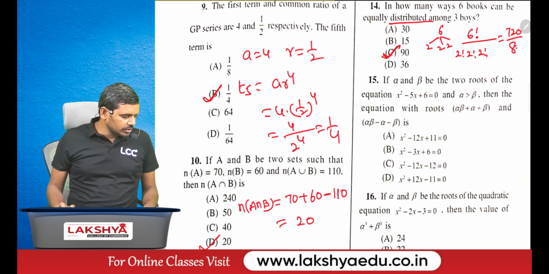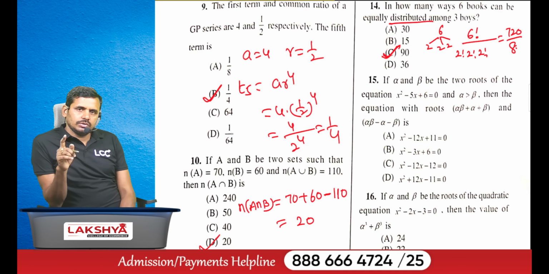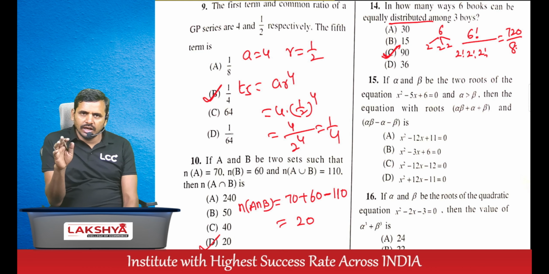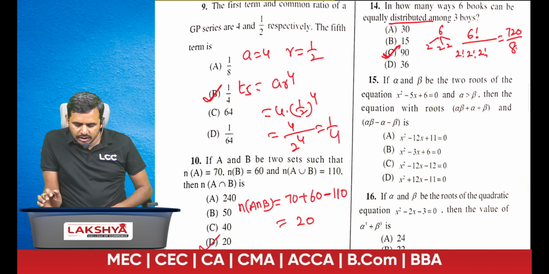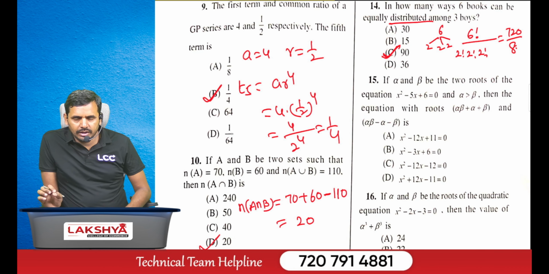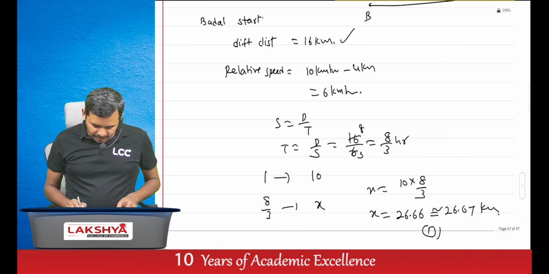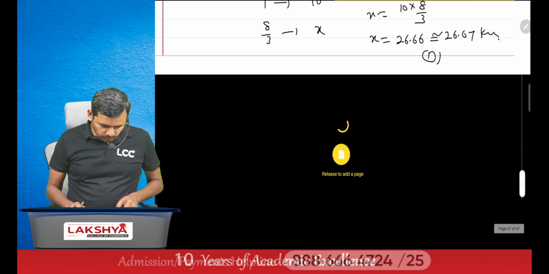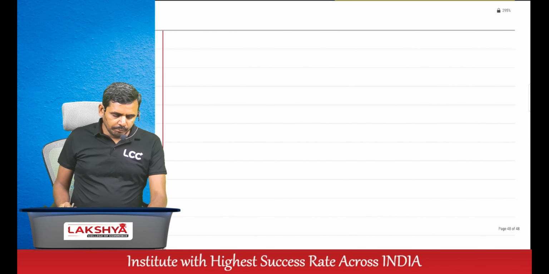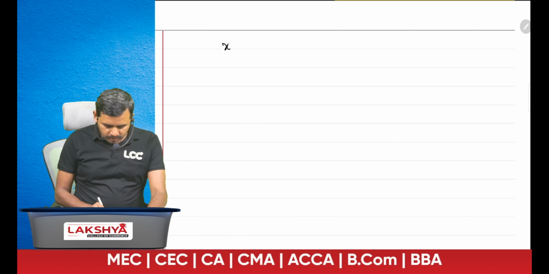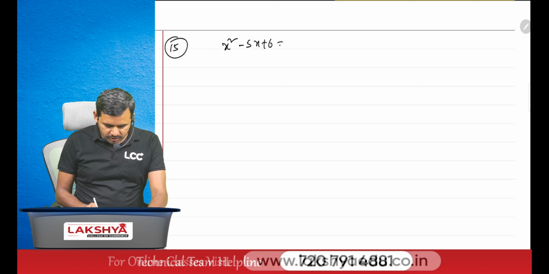Next, 15th question. Alpha, beta are the roots of the quadratic equation x square minus 5x plus 6 is equal to 0, and alpha greater than beta means alpha is the largest root and beta is the smallest root. Then find the equation with roots alpha beta plus beta and alpha beta minus beta. Okay, listen carefully. See, alpha beta are the roots of the equation. The equation for question number 15 is x square minus 5x plus 6 is equal to 0.